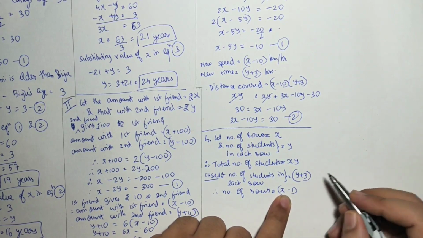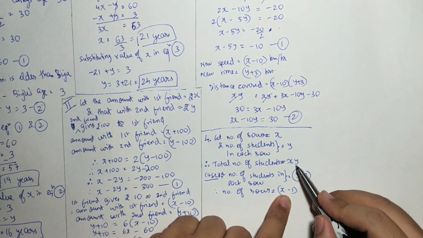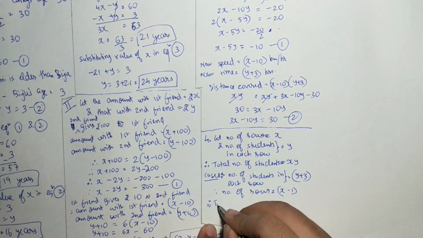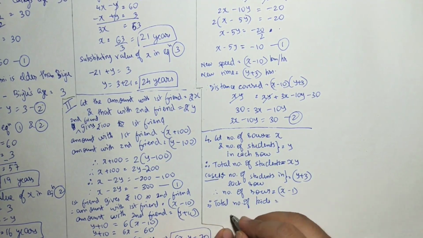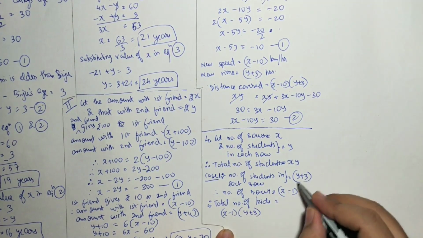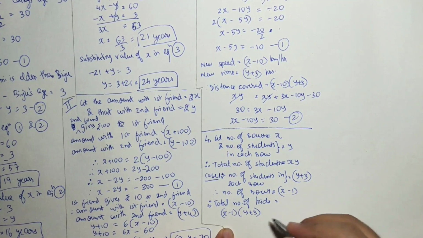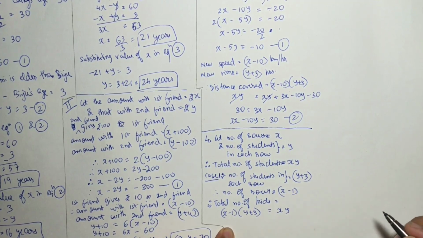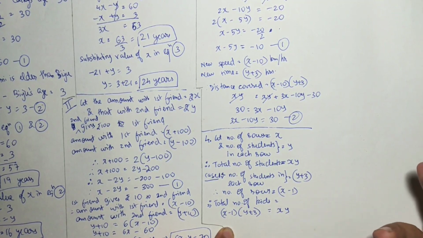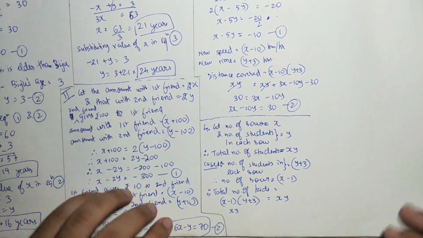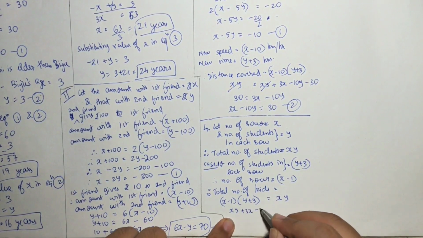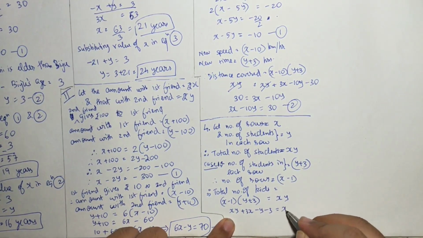Multiplying these two will give me the total number of kids, which we already know is xy. Therefore, the total number of kids can be given as x minus 1 multiplied by y plus 3. These are the number of rows and the number of students in each row. That will equal xy, because the total number of students is xy. We are not increasing or decreasing their number. Opening the brackets: xy plus 3x minus y minus 3 equals xy.